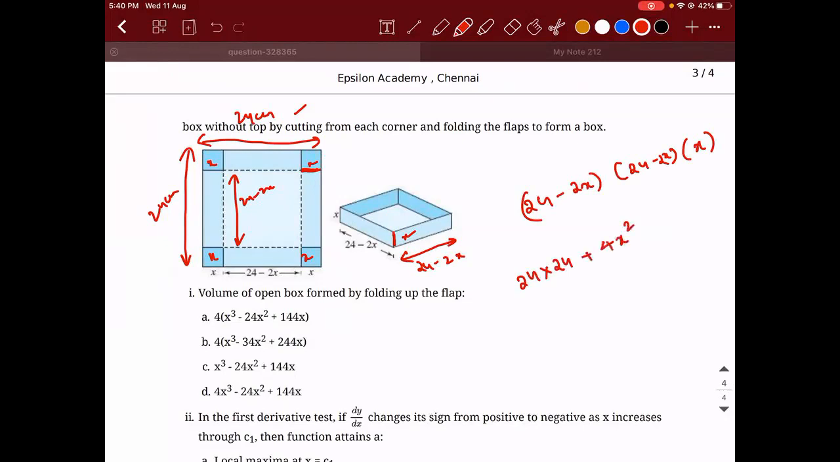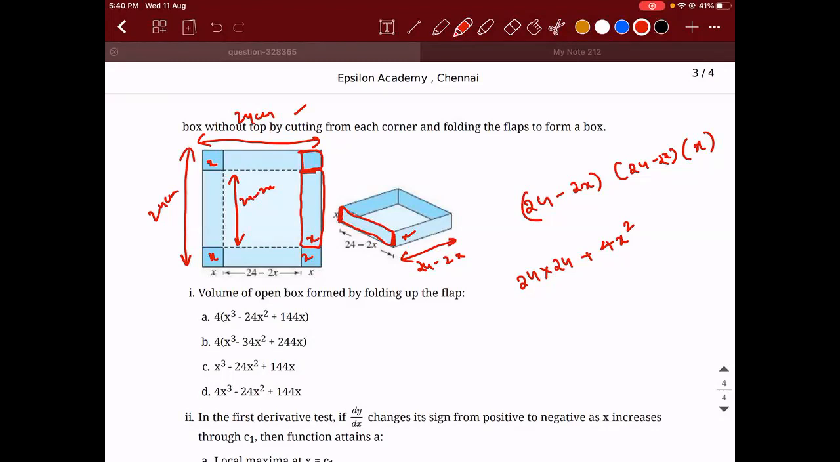Sir, how did x come, sir? X is the part that they have cut. This part will be bent. You take a paper, cut this edge like this with equal size and bend this part. What will happen? This will become the height, no? Imagine this rectangle, if they open it, how much will be the length of this side? It will be x only, no?